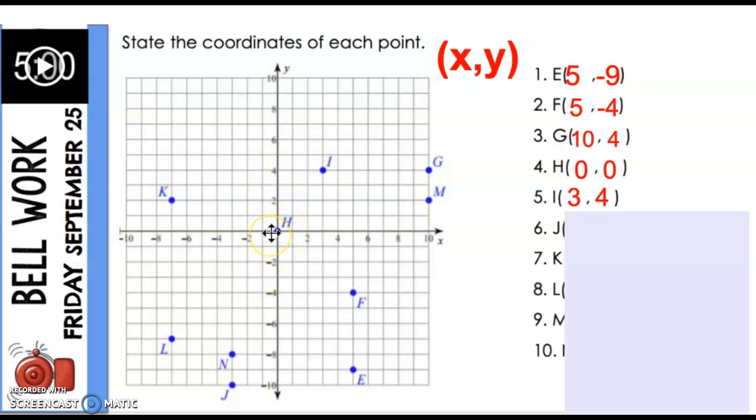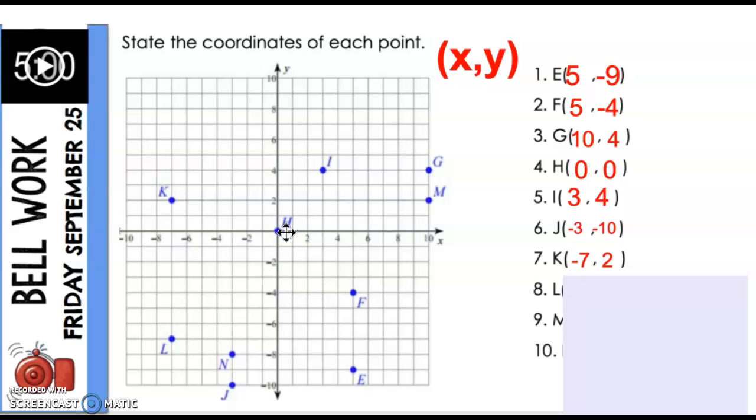Point J, now we're moving to the left. So our x value is going to be negative 3 and our y value is going to be negative 10. 3 to the left, down 10 from the origin. You always start at the origin when you're finding the coordinates of a point. Point K, we go 7 to the left, so our x value is going to be negative 7, and 2 up, so our y value is going to be positive 2.